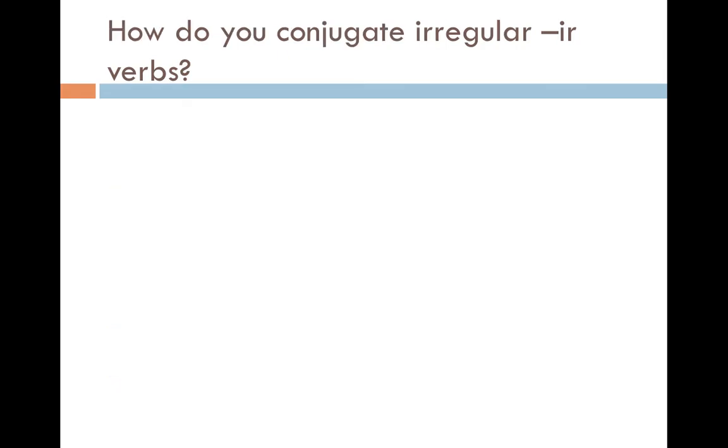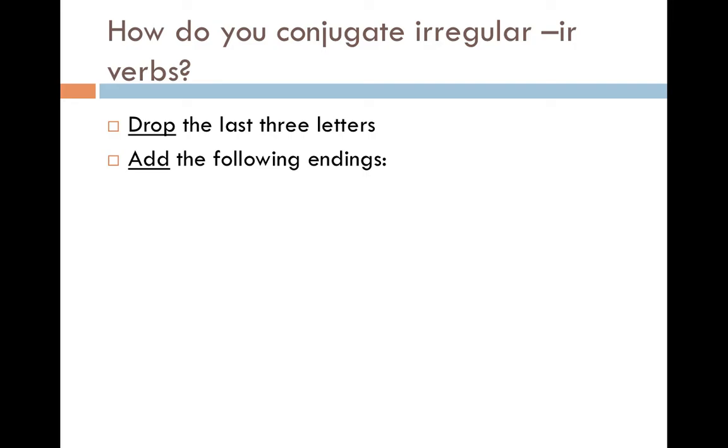How do you conjugate irregular IR verbs? Although they are irregular, the verbs on the last slide all share the same pattern. For this pattern, you drop the last three letters. So you drop the IR like we're used to, but you also drop one more letter from the end. And then you add the following endings.